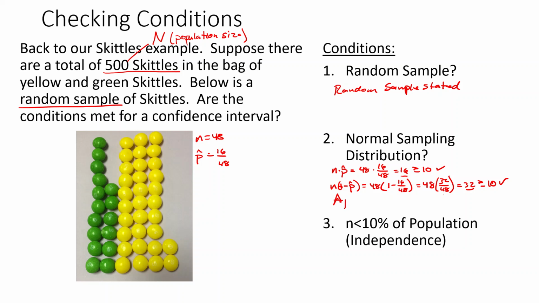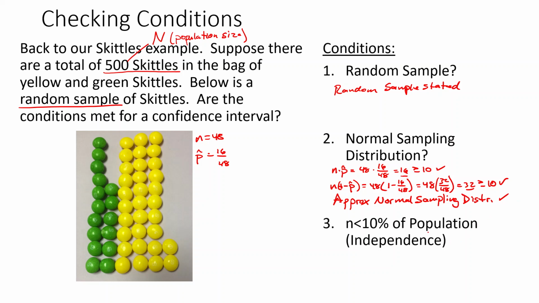So this means we do have an approximately normal sampling distribution. And I do have to write out that whole thing just to make sure I'm getting all my points. Approximately normal sampling distribution, check.